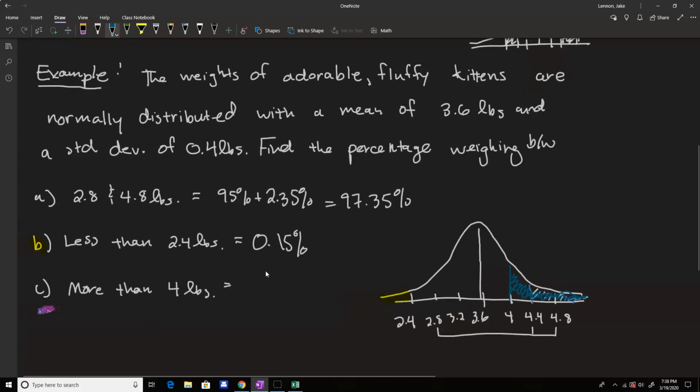So for part C, we have 13.5 plus, actually let me go back to the other color so it's easier to read, 13.5 plus 2.35 plus 0.15. So our answer there would be 16%.